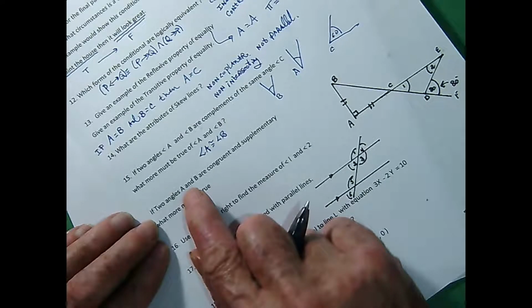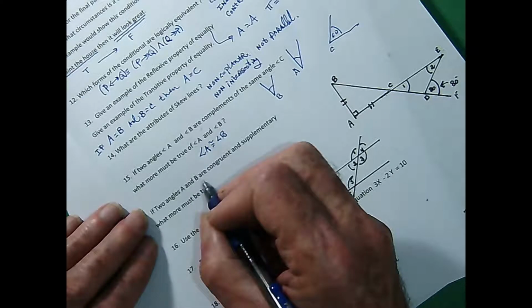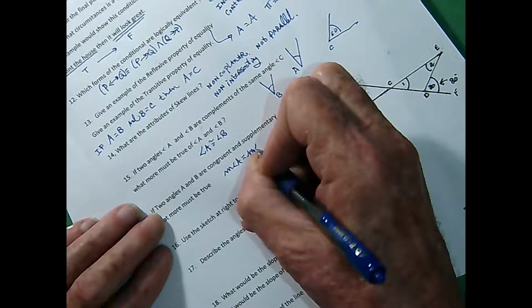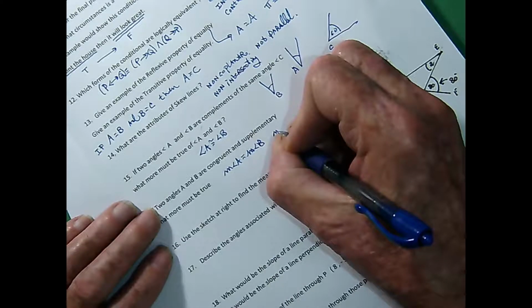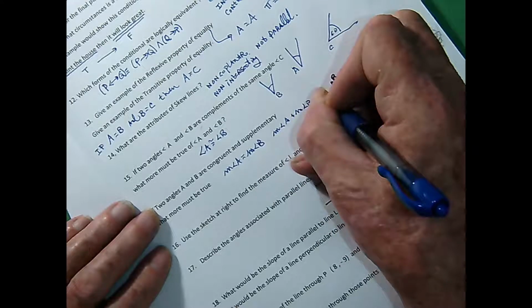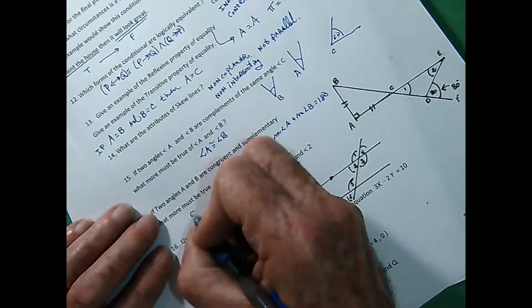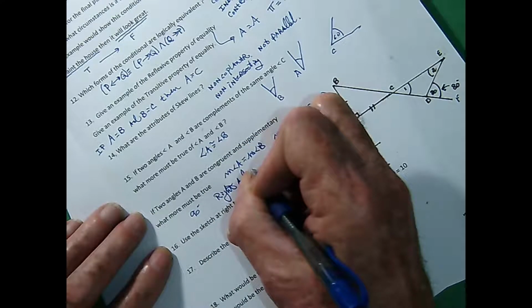If two angles are congruent and supplementary, what more must be true? If angle A is congruent to angle B, that would force the measure of angle A to equal the measure of angle B. And angle A and B are supplementary, so you know that the measure of angle A plus the measure of angle B adds up to 180. What more must be true? If they're equal in measure and they add up to 180, those must be 90 each. They must be right angles. Right angles A, B.